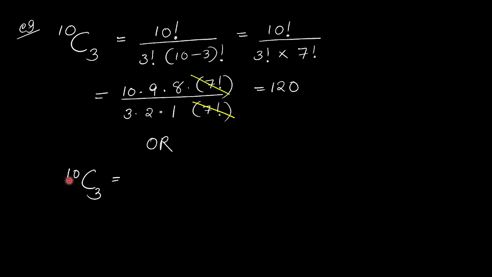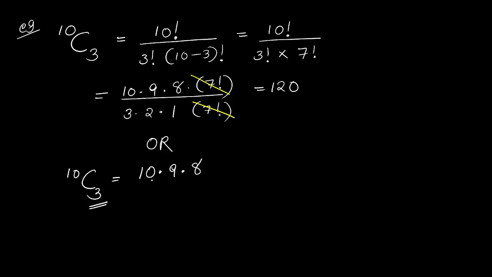Start with the 10. Then subtract 1 again and again. You start with n, so start with 10. Subtract 1 again and again. 10 minus 1, 9. 9 minus 1, 8. Stop there. This is 3. Only 3 products are allowed. Whatever the number on the lower side, only that many numbers are allowed.